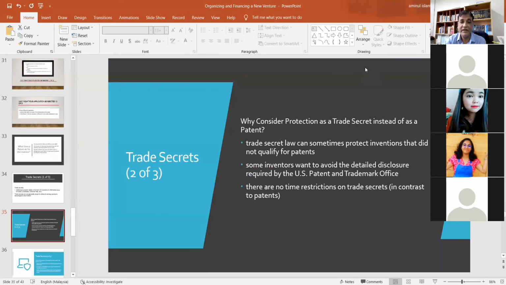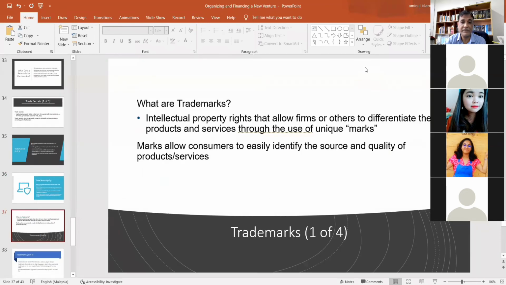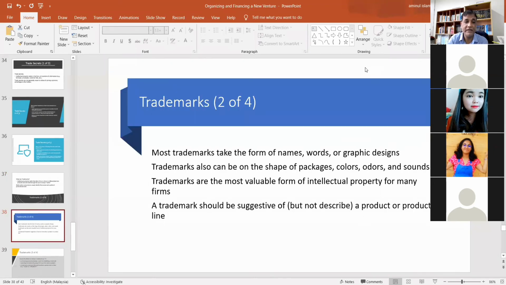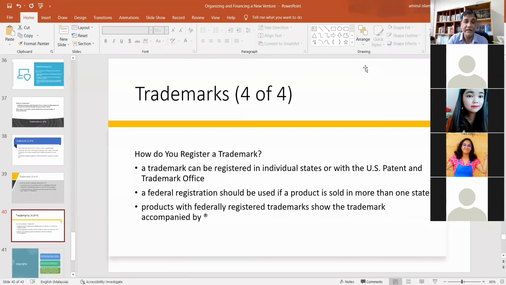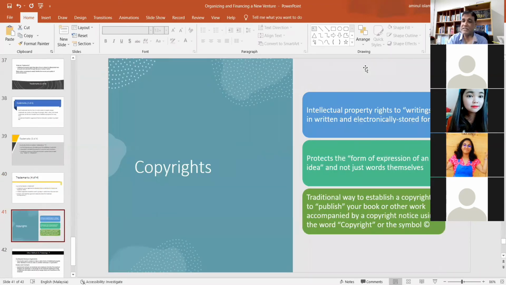Okay. This one also I will leave to you for your own reading, rather than going through it. This is trademarks, which I talked about. Also I will leave it for your own reading. How to register and all that is available at MyIPO. You just go to Google and write MyIPO. Everything is there for you. Okay, you can quickly go through.